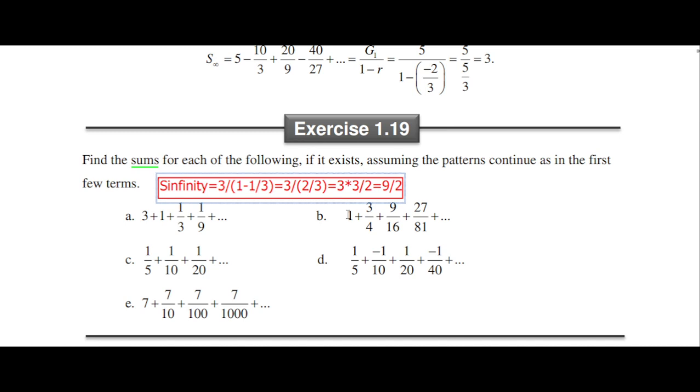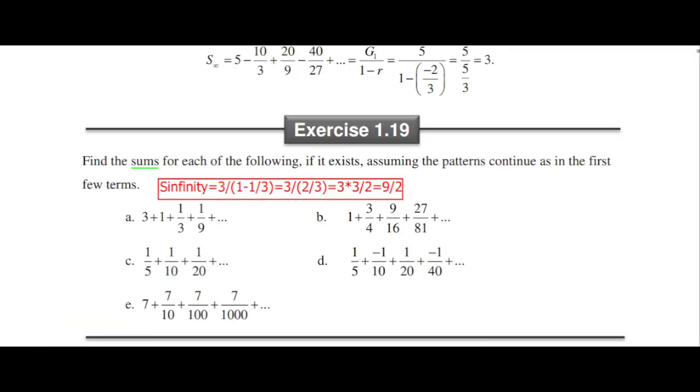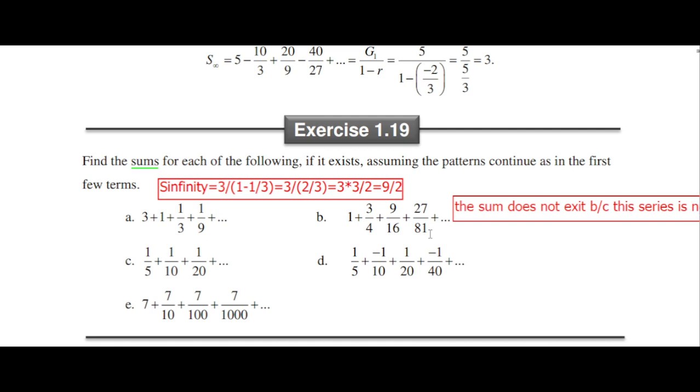So the sum doesn't exist. For question B, the sum doesn't exist because this series is not a geometric series.